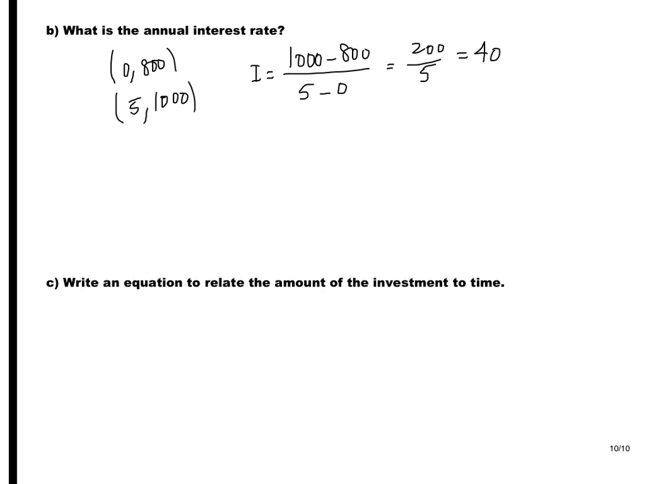Now it says write an equation to relate the amount of the investment to time. Remember the equation of a line in general, y is equal to mx plus b, where m is the slope and b is the y-intercept. In our case, y is really amount, slope we found is 40, x here is really time, t, plus the y-intercept is the initial value, which we said was $800. So the equation becomes A is 40t plus 800.